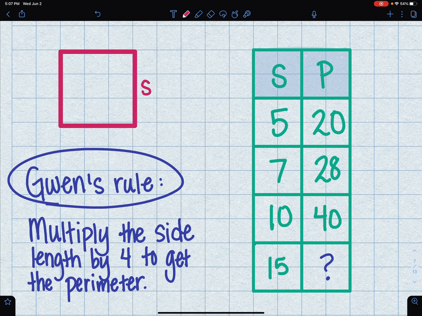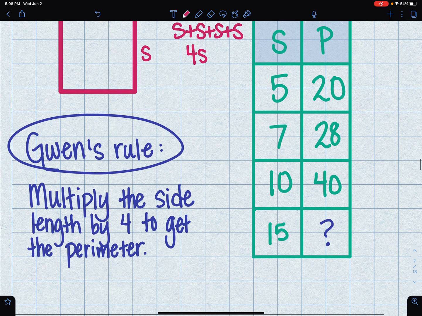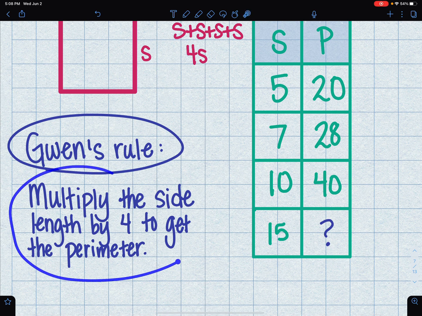You would do S plus S plus S plus S because there are 4 sides to a square. You can add all those sides together, or you can make it simpler and do 4 times S, or 4S. Okay. Anyway, Gwen's rule is if I know the side of a square, I multiply the side length by 4 to get the perimeter.